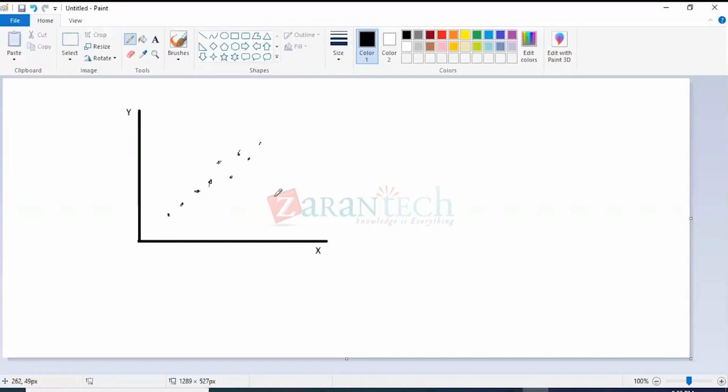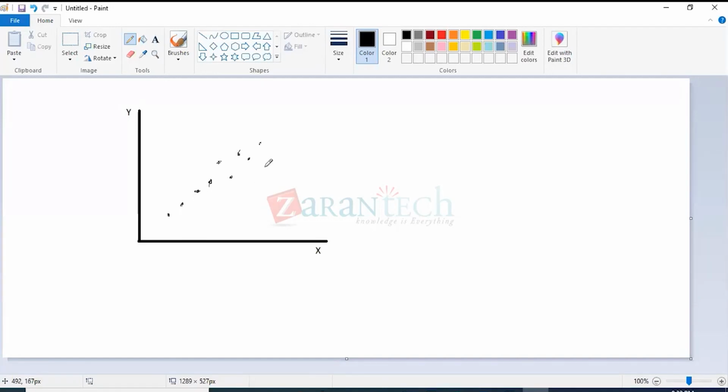That's what we have done here: we are just trying to establish a relationship between x and y by plotting them on a graph. This process of establishing the relationship between dependent and independent variables is called regression. Not linear regression, but the term regression itself means establishing a relationship between dependent and independent variables.